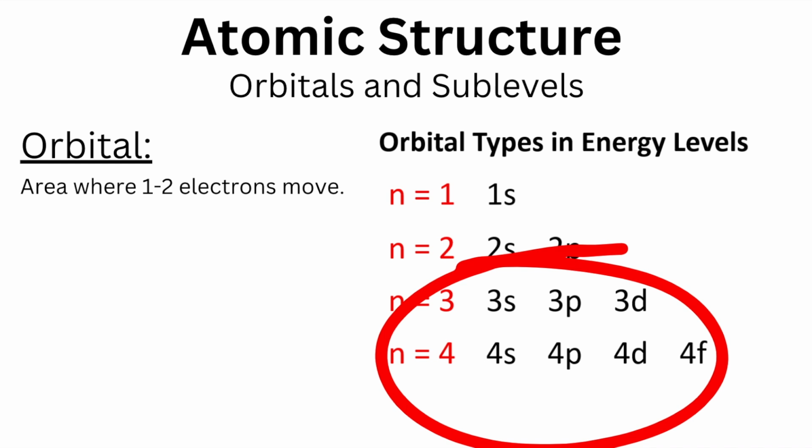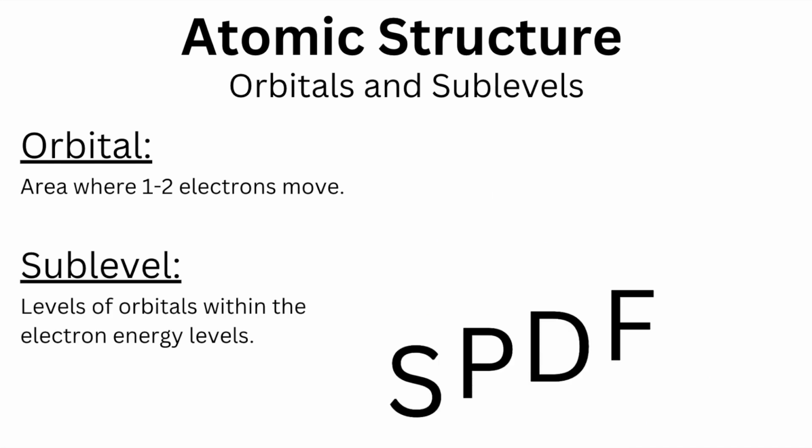After that comes the fourth energy level with everything the third level has with an additional 7 f orbitals. Hence, each energy level has up to 4 sublevels. Sublevels referring to the layers of orbitals s, p, d, and f respectively.